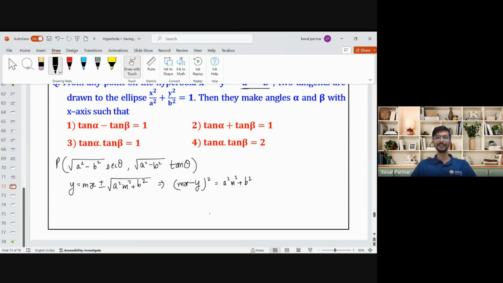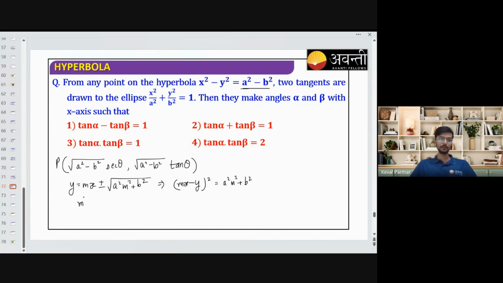We'll derive on the spot. No worries, so you will remember. Now, if I open this bracket, I'll get m square x square minus 2mxy plus y square equals a square m square plus b square. Right? Now, this is a quadratic equation in terms of m.